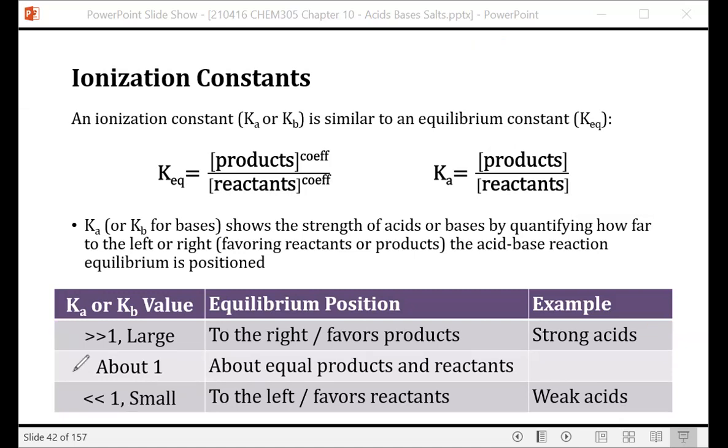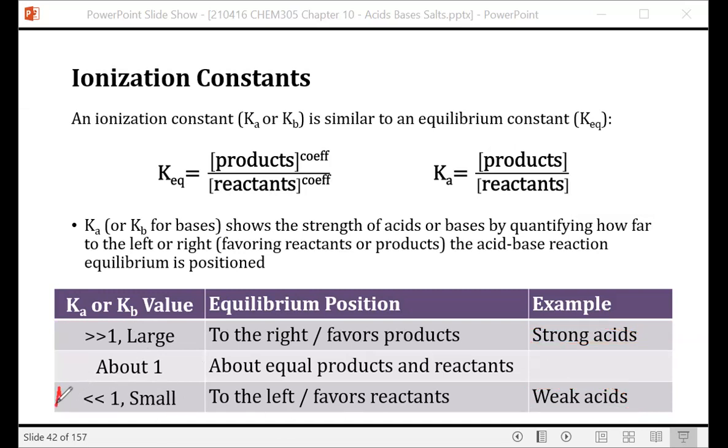If you have a Ka value or a Kb value that's about 1, you have about equal products and reactants. The reaction isn't favoring one direction significantly over the other, like products over reactants or reactants more than products. This is unusual in acid-base reactions because usually we have either strong acids or weak acids. It's unusual to have something close to 1. Usually your Ka and Kb values are either significantly greater than 1 or significantly less than 1.